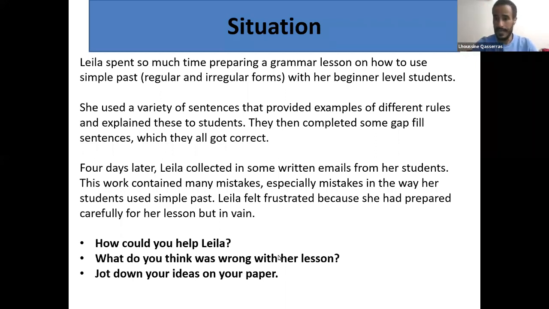How could you help Leila? We tell her, number one, to have a variety. Variety of what? Of activities. Here there is only one activity, gap filling. And the problem is based on the level of sentences. Sentences. What is communication? Where is conversation? Where are dialogues? Where are role plays? Where are discussions? So this is how we teach grammar communicatively, using communicative activities.